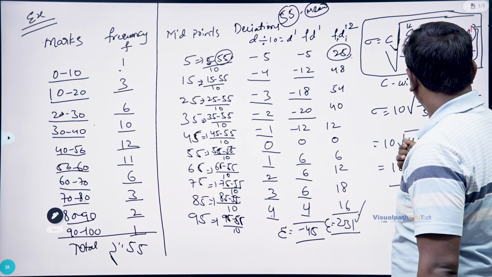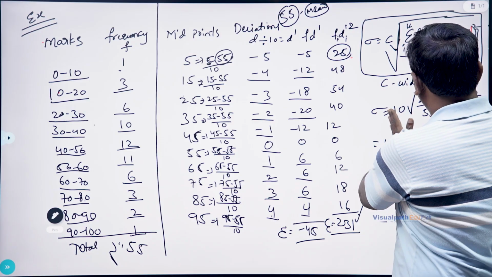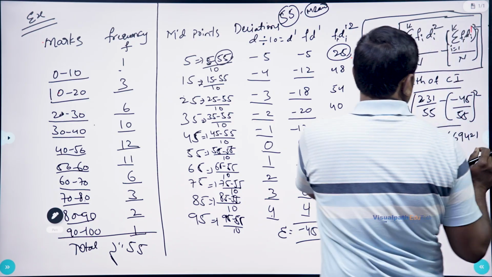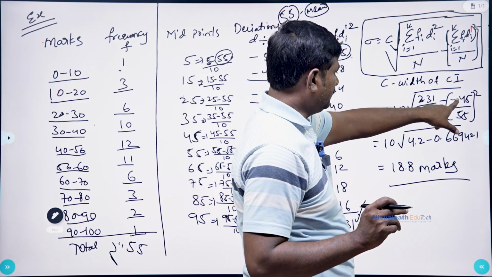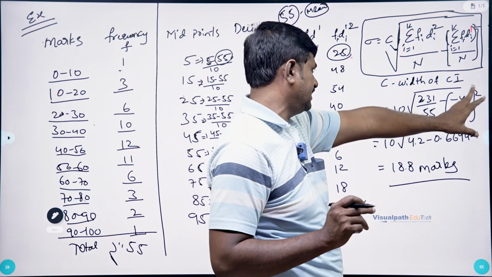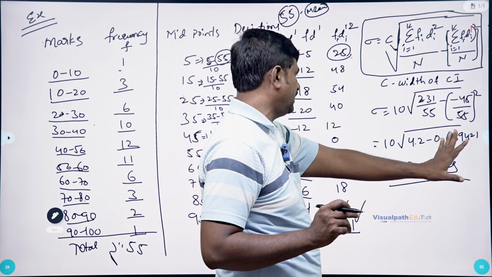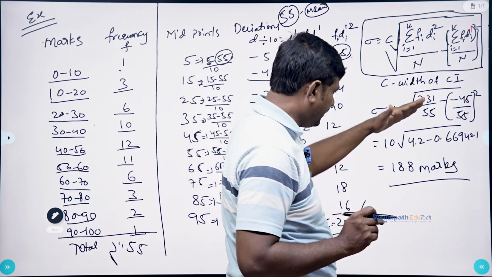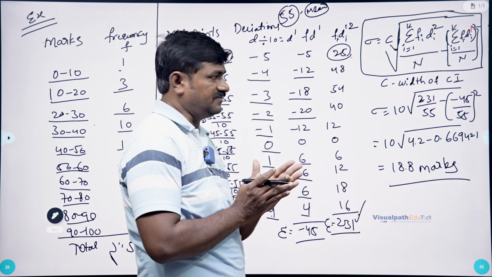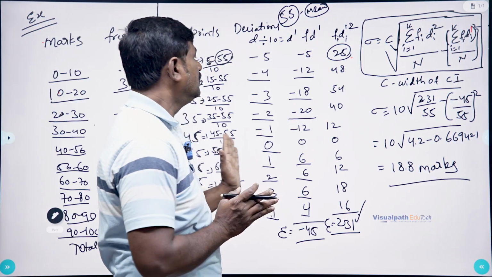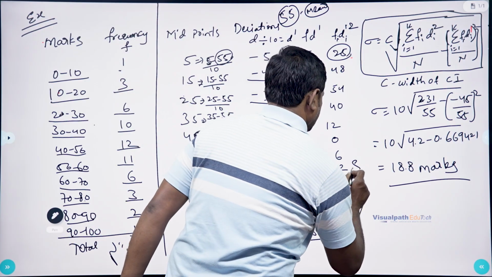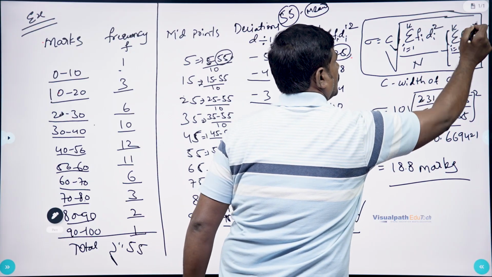Then to simplify the root value, we get 10 into the square root of 231 by 55, that is 4.2, minus (minus 45 by 55) square, which is 0.66. After simplifying these values, we get 18.8 marks, that is the standard deviation of this particular observation. This marks class has a standard deviation of 18.8 marks.